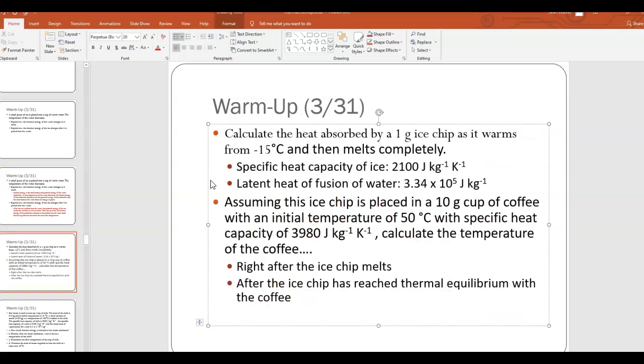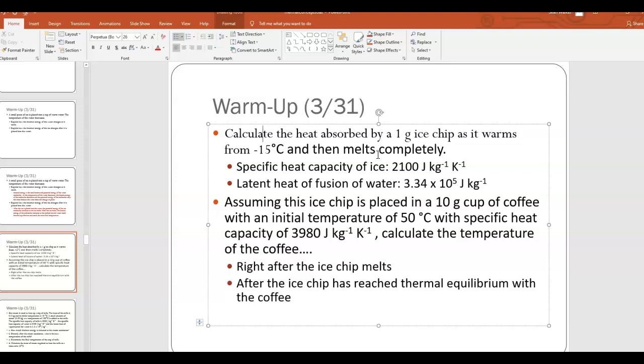Okay, so the next problem we're going to do is similar to the problems that you saw on worksheet number 5, and it's going to be done in multiple parts. It says, calculate the heat absorbed by a 1 gram ice chip as it warms from negative 15 degrees Celsius and then melts completely.